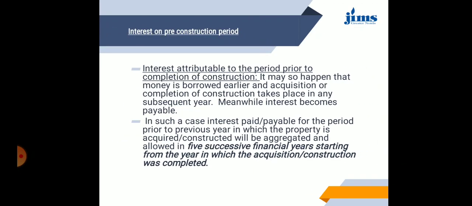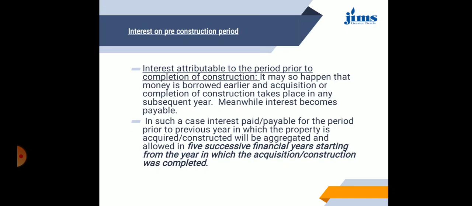Interest attributable to the period prior to completion of construction. It may so happen that money is borrowed early and acquisition or completion of construction takes place in a subsequent year. Meanwhile, the interest becomes payable. In such a case, interest paid or payable for the period prior to the previous year in which the property is constructed or acquired will be aggregated and allowed in 5 successive financial years starting from the year in which the acquisition or construction was completed.